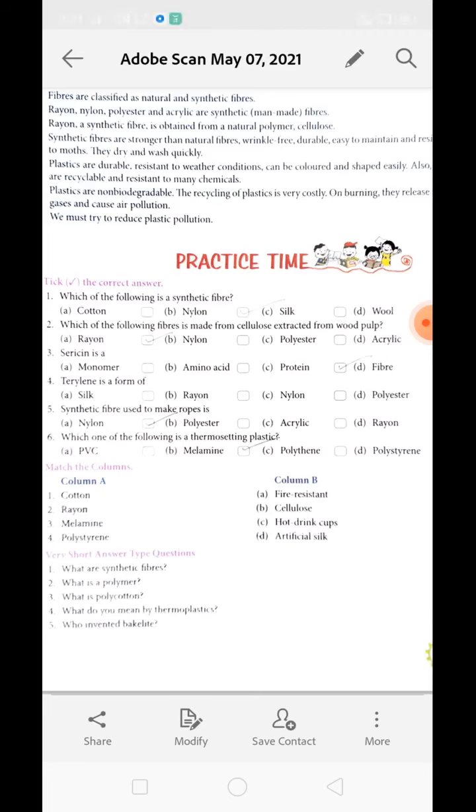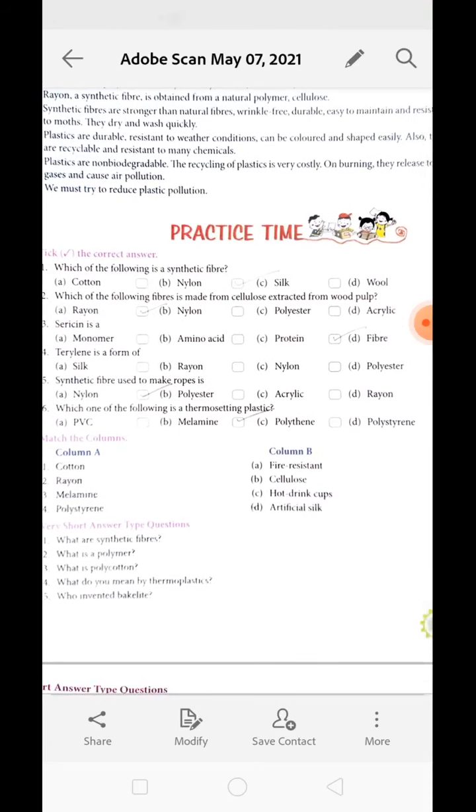Now fifth question, synthetic fiber used to make rope. It is nylon because of its high tensile strength. Nylon is used to prepare rope. Okay. Next question 6. Which one of the following is thermosetting plastic? It is melamine. Melamine is the thermosetting plastic.